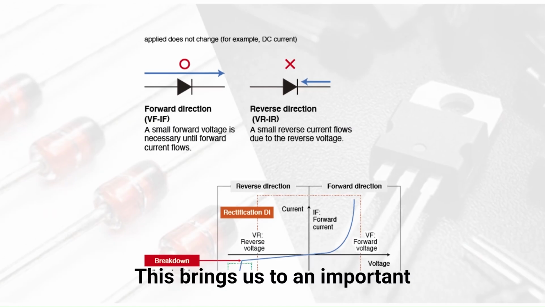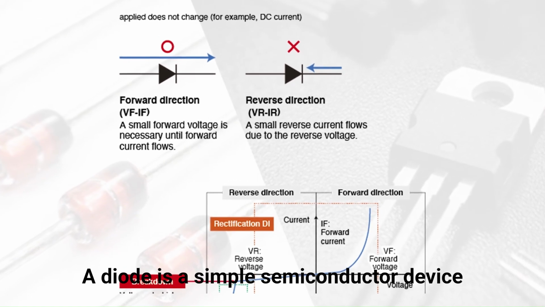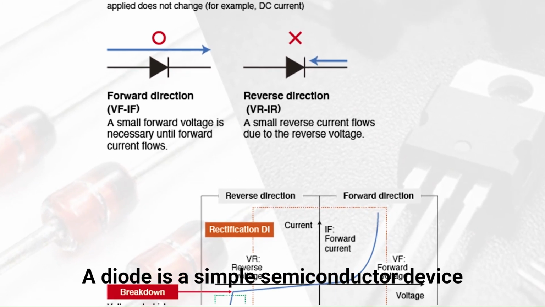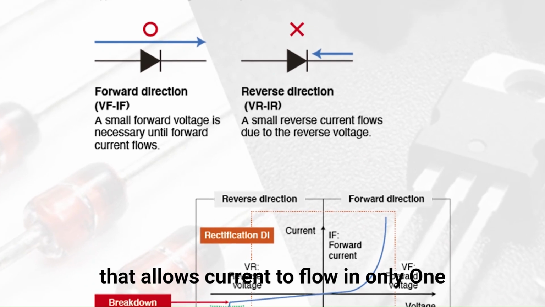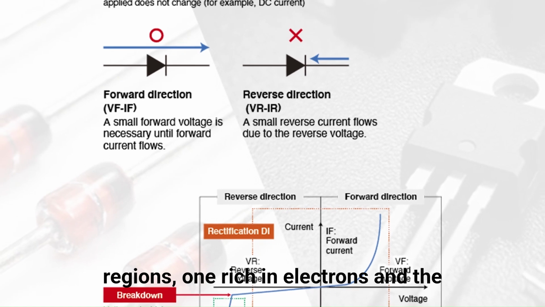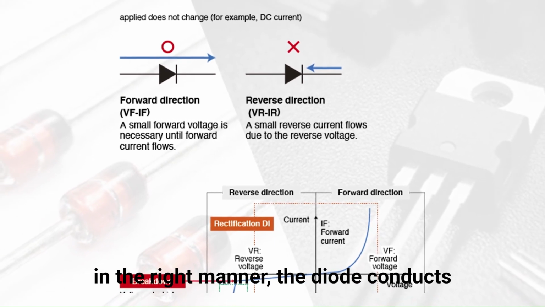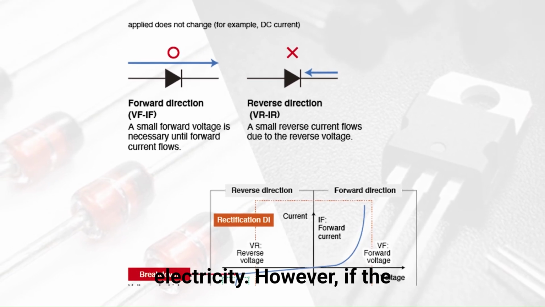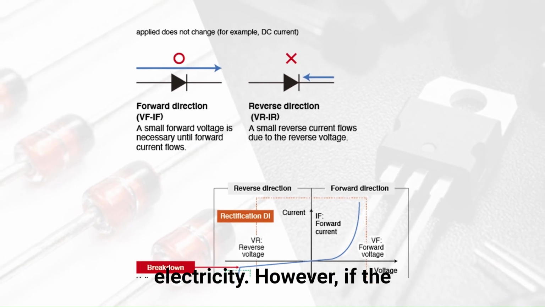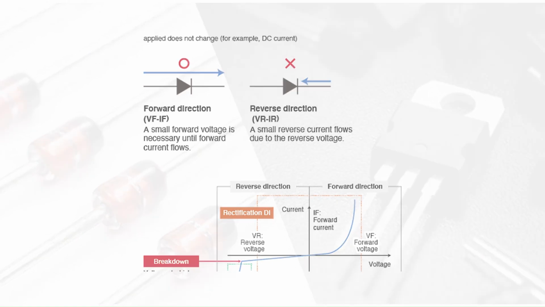This brings us to an important application of semiconductors, the diode. A diode is a simple semiconductor device that allows current to flow in only one direction. It consists of two regions, one rich in electrons and the other rich in holes. When connected in the right manner, the diode conducts electricity. However, if the direction is reversed, it blocks the current, acting as a one-way switch.